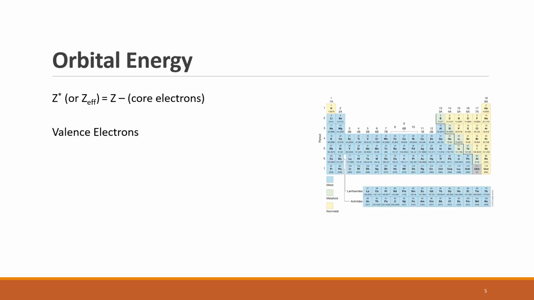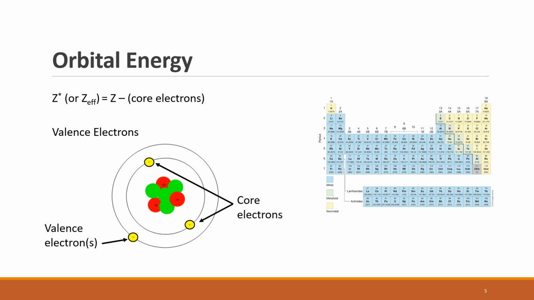So applying this to orbital energy with a depiction. For instance, if we were looking at this outer electron, this valence electron. When I talk about valence electrons, they are the electrons in the outermost shell only. If you notice in this depiction of an atom, there's only one valence electron on that outer shell. Now all the electrons on any shells inside of that are going to be called core electrons. You notice there are two core electrons in this depiction of an atom.